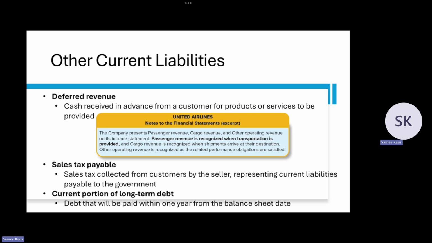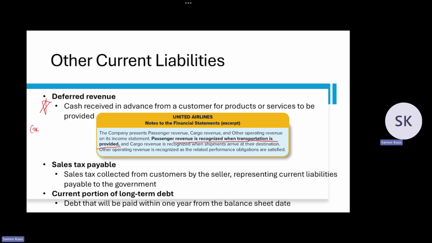So a couple of other things super quick, just with our other current liabilities. Here we see that deferred revenue kind of rear its head again. And check out what United Airlines, similar to Southwest, has in this notes disclosure. They say that the company presents passenger revenue, cargo revenue, and other operating revenue on its income statement. The passenger revenue is recognized when transportation is provided. So what that tells me is something about revenue recognition, and that I don't get to recognize revenue until that customer takes the flight.